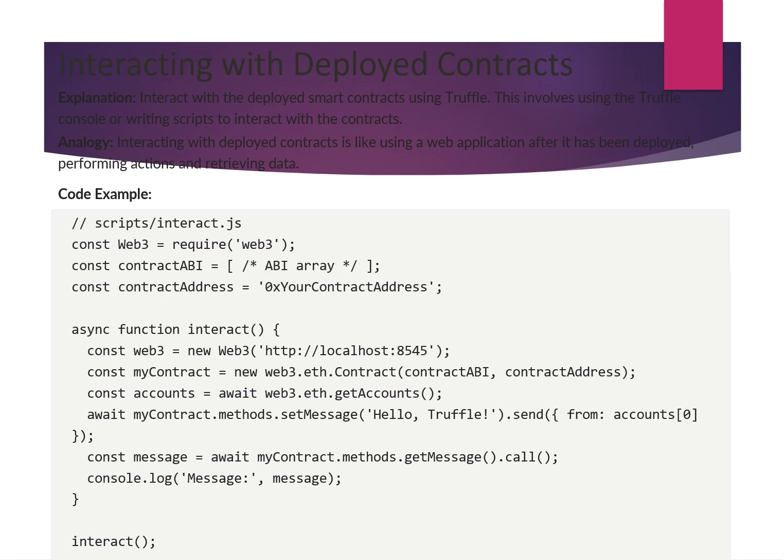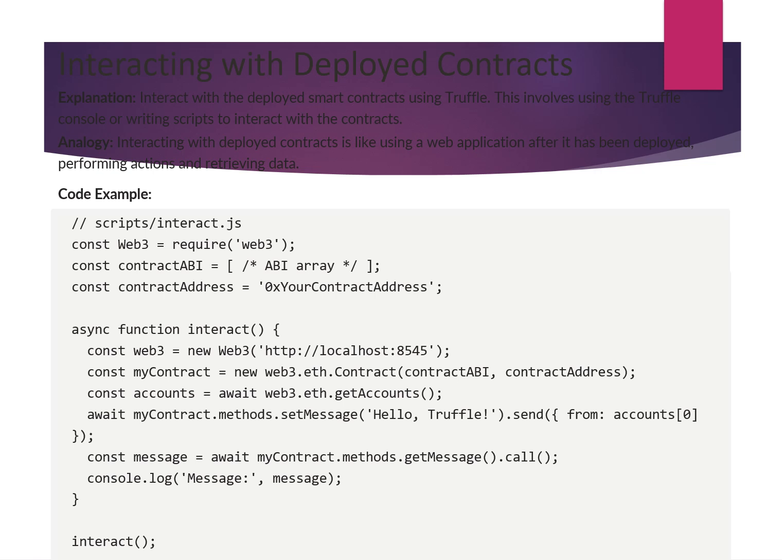This is basically fundamentals of JavaScript. The first line imports the Web3 library to interact with the Ethereum blockchain. The second line is for the ABI, the application binary interface, which is a JSON array that describes deployed contracts, methods, and events. The third line is the address where your contract is deployed.